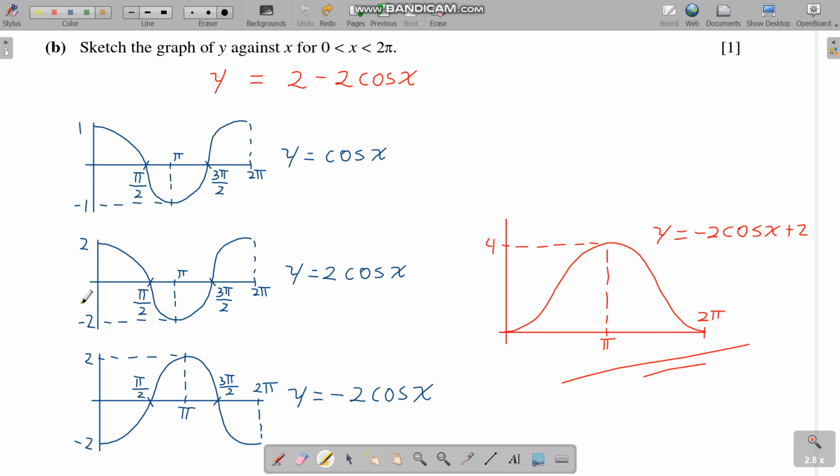And for minus 2 cos x, we flip upside down, so we mirror reflect on the x-axis, and then we add 2, so plus 2 means it's a vertical translation. We slide the whole graph 2 units upwards, so we get the final answer here, 1 mark.